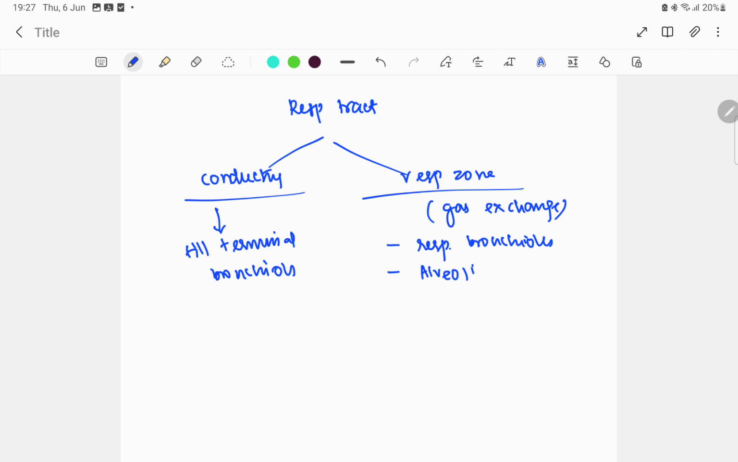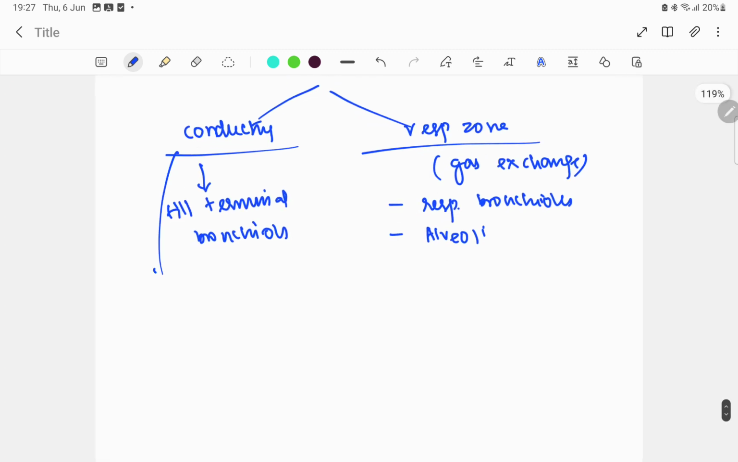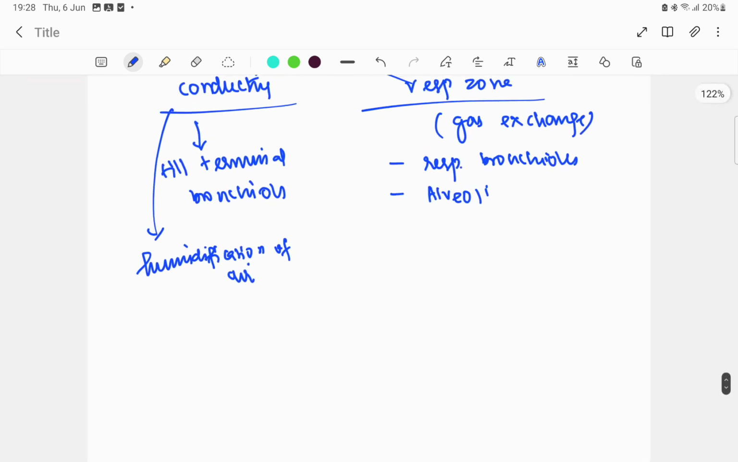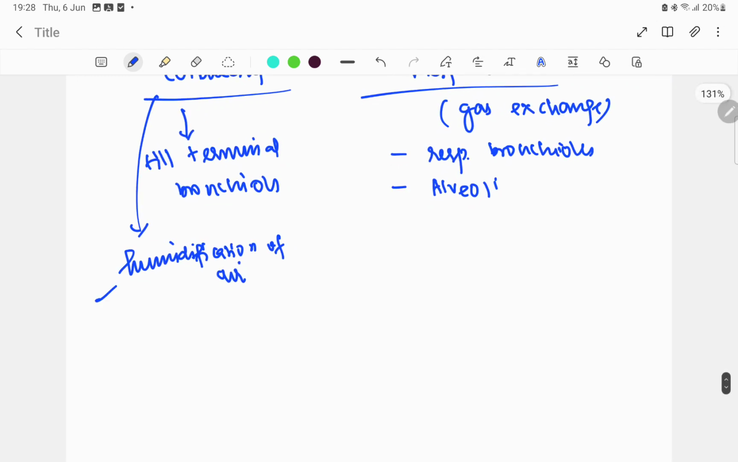For example, trachea is not involved in gas exchange. Primary bronchi are not involved in gas exchange. Secondary bronchi, tertiary bronchi, terminal bronchioles, larynx, these do not participate in gas exchange. Their only function is conduction of gas, and another function is there. What is this function? It causes humidification of air. Whenever we are inhaling air from the atmosphere, it will reduce the temperature of that air, as well as clear waste particles from it. So the first point is humidification of air.